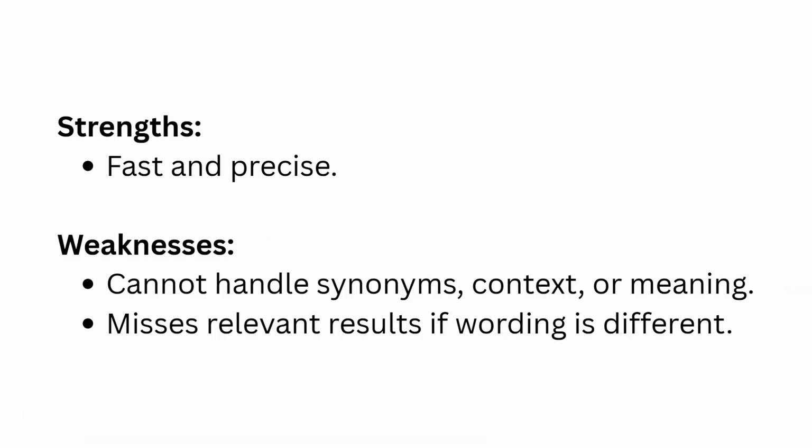So lexical search is all about matching words, not meanings. It's fast and precise when you know exactly what to look for. But on the other side, lexical search cannot handle synonyms, context, or meaning. It also misses relevant results if the wording is different.